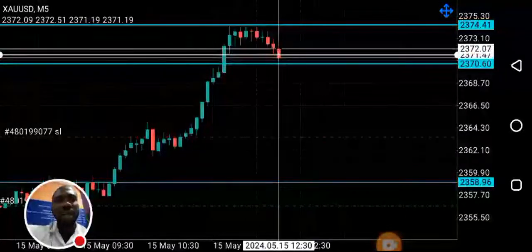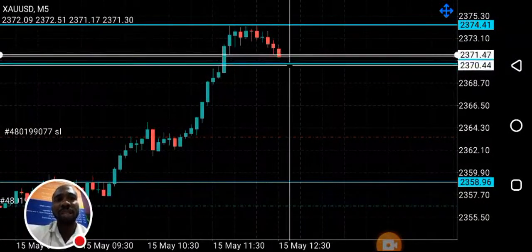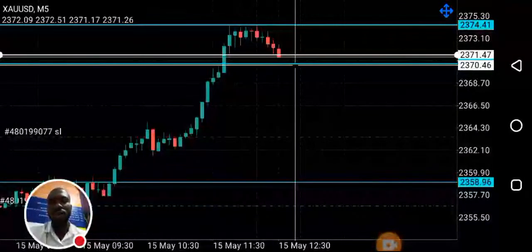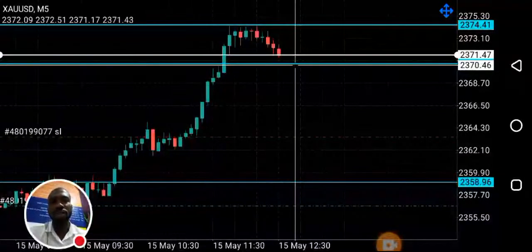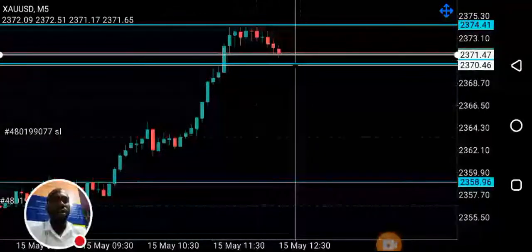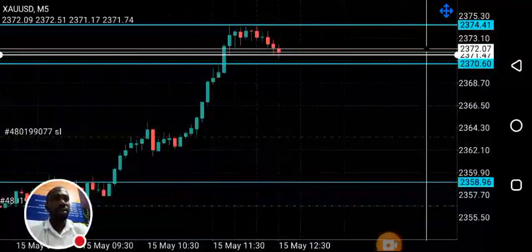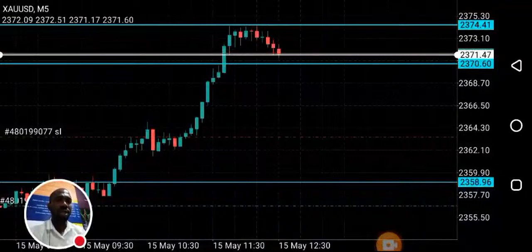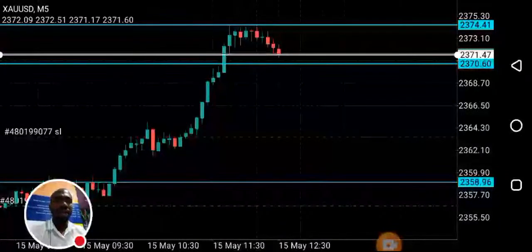So let's see how the 15-minute candle will close. If the 15-minute candle closes below this level, I'm out of gold, and I'll wait for CPI to be released. If CPI favors the dollar, then I'll go bearish on gold. But right now gold is still bullish. This is not the right time to sell. It is still bullish.